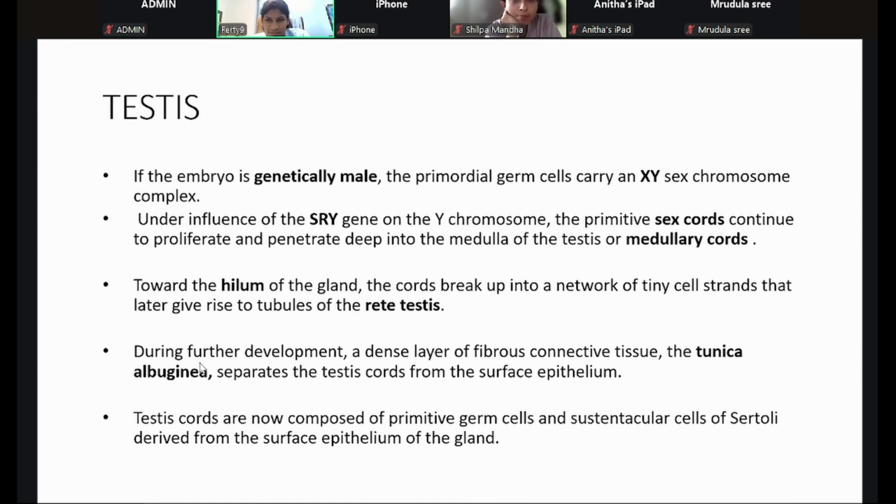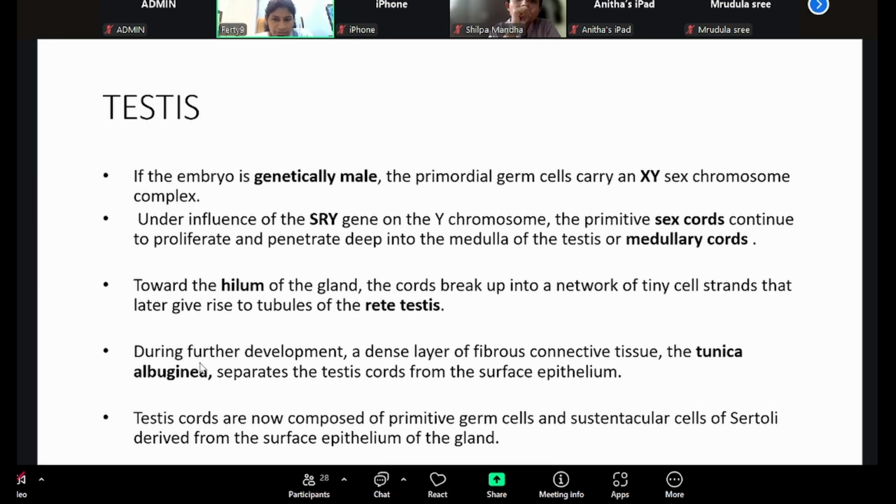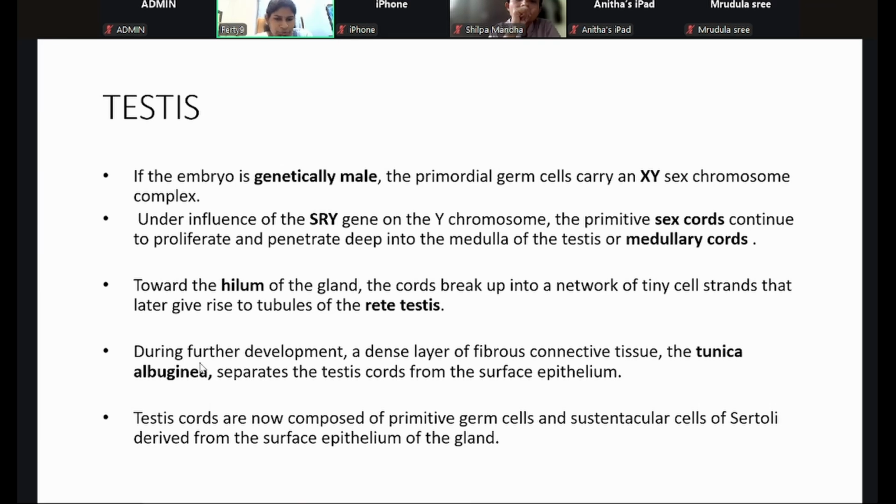So how the testis is formed: as I told before, with the SRY gene, the primitive sex cords continue to proliferate and penetrate deep into the medulla and form the medullary cords. And then in the hilum, again, they break up and form multiple cords called the rete testis. During further development, fibrous connective tissue forms the tunica albuginea. The testis cord is basically primitive germ cells and Sertoli cells, which are derived from the surface epithelium.